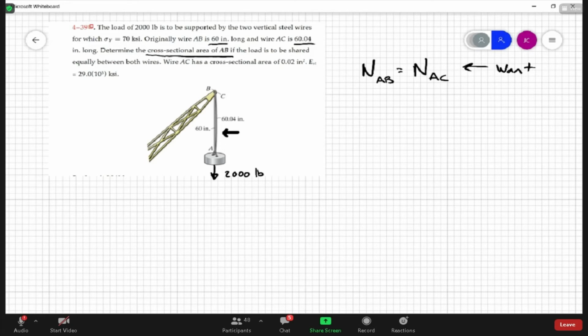Okay. Do they give us the area? They give us the area of AC, and obviously they give us Young's modulus here. All right. Oh, and it yields. Okay, so we got the yielding problem. All right, so they've gotten it.